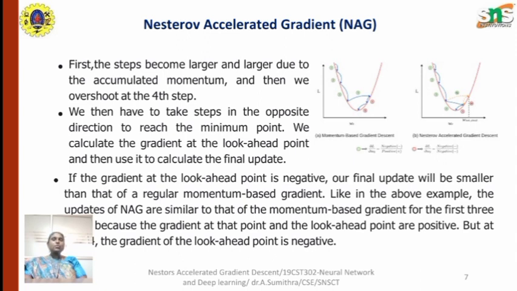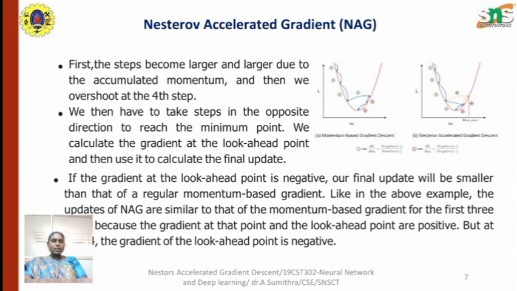The update rule for Nesterov accelerated gradient descent: v of t plus 1 is equal to gamma times v of t plus alpha times the gradient of L of theta minus gamma v of t. Here v of t is the velocity or momentum at iteration t, and gamma is the momentum term. Alpha is the learning rate.